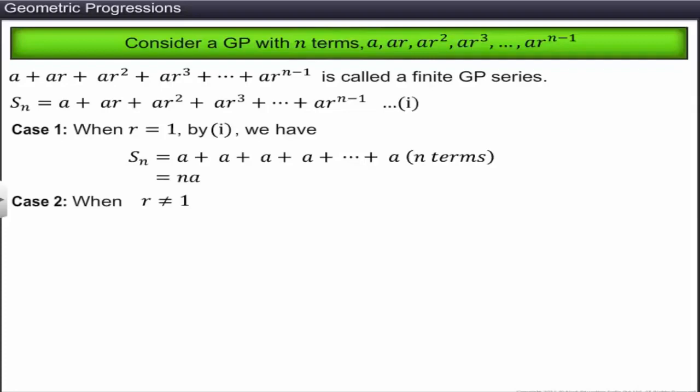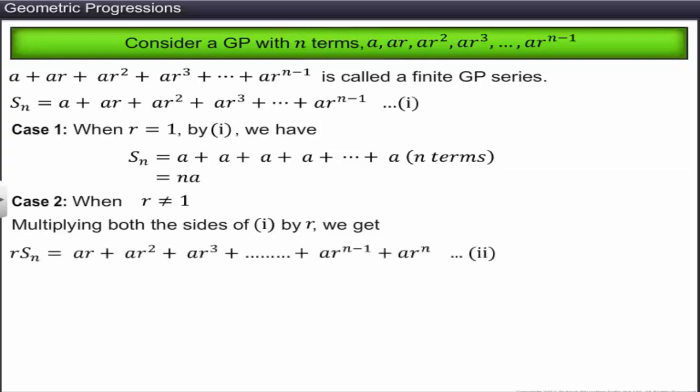Multiplying both the sides of equation 1 by r, we get r into Sn is equal to a into r plus a into r square plus a into r cube plus so on, up to a into r raised to the power of n minus 1 plus a into r raised to the power of n. Denote this by equation 2.